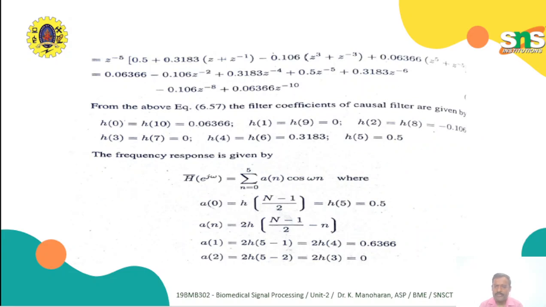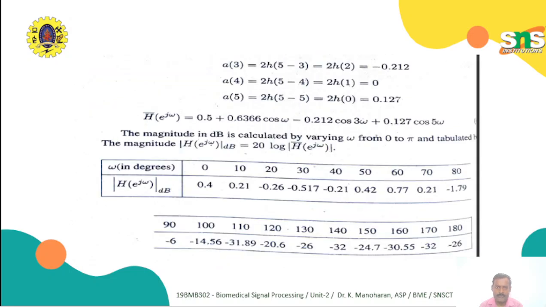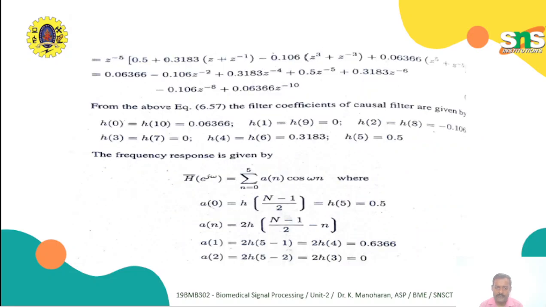For a of 1 we have the value, so I am taking this value with the cos of omega n. If I have n equal to 1, we get cos omega. That's why I am getting 0.6366 as the coefficient, and cos omega. Look at a of 2, this value will be 0, so we can skip it.